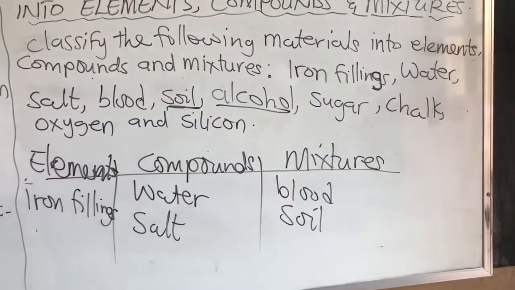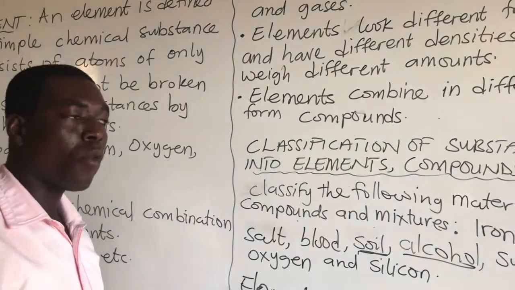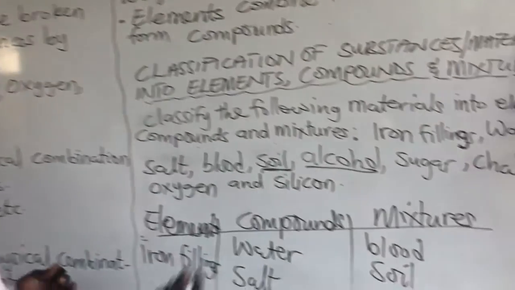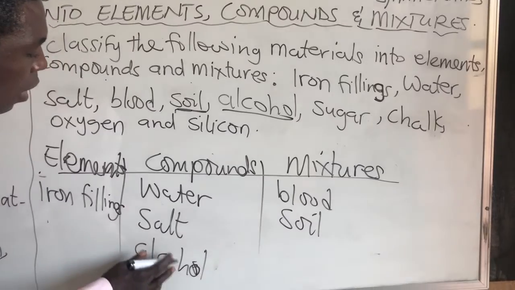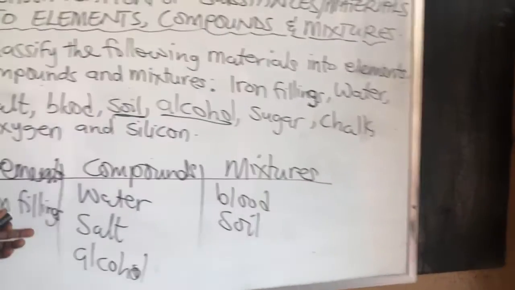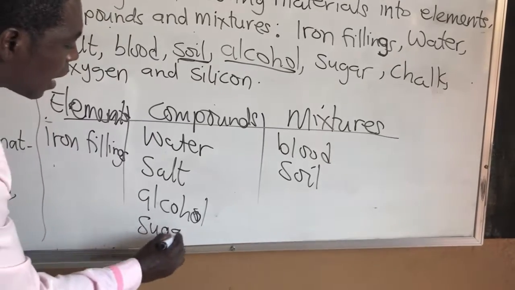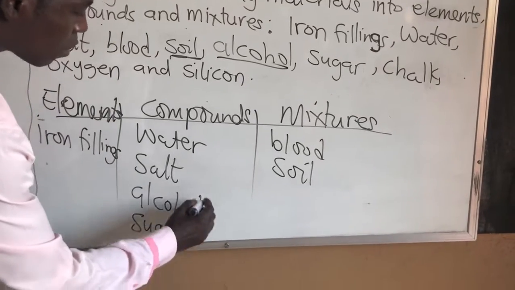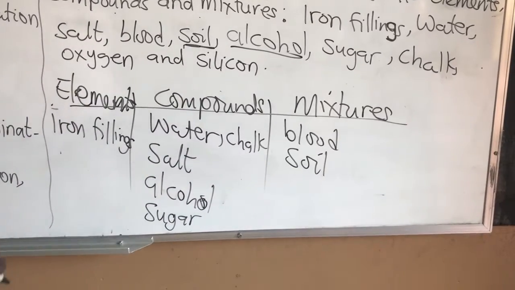Let's look at alcohol. Alcohol is produced chemically from palm wine and water, and this process is also under compounds. Alcohol is a compound. Let's look at the next one, sugar. Sugar too is another example of a compound. So you put it here. Chalk too is under compound. So we have chalk, which is under compound.